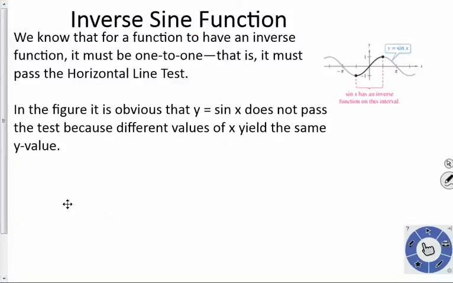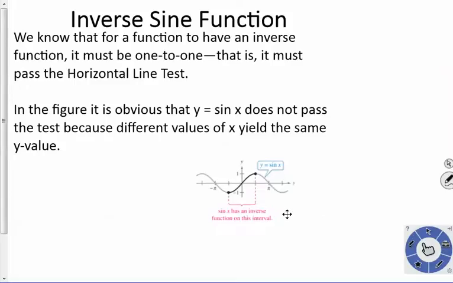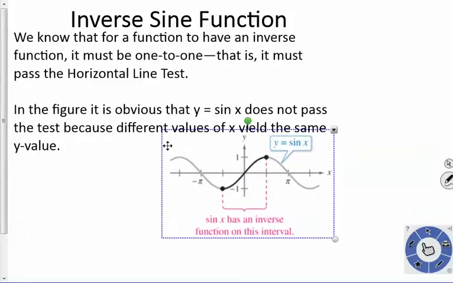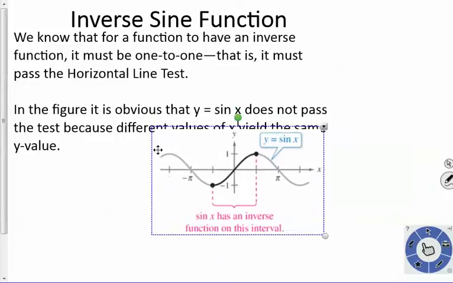Well, we know that for a function to have an inverse function, it has to be 1 to 1. That is, it's got to pass the horizontal line test. So what we're doing is, if I look at this a little bit more, I want to look at this figure.